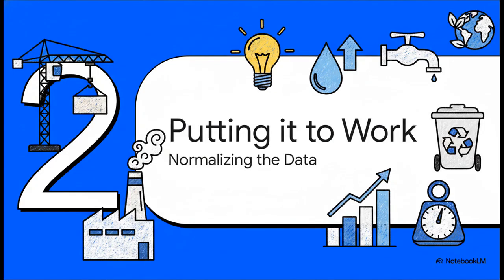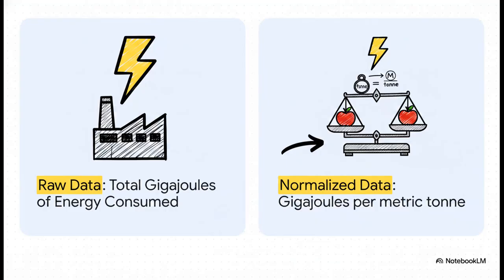Section 2. Putting it into practice. Normalizing the data. Let's think about the raw data disclosure first. Take, for example, the total gigajoules of energy consumed by a facility. On its own, a massive number of gigajoules really just tells us, hey, that's a big factory. But when we normalize the data, that's where the magic happens. We take those total gigajoules and divide them by our activity metric, the total metric tons of cement produced. Suddenly, we reveal a completely different picture. Now we have the energy consumed per metric ton of cement. This transforms potentially misleading raw data into an accurate, true apples-to-apples comparison. You can take this normalized figure and line it up directly against a competitor's facility halfway across the globe to see exactly who is running the most energy-efficient kiln.